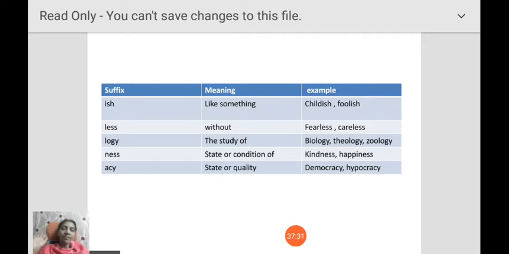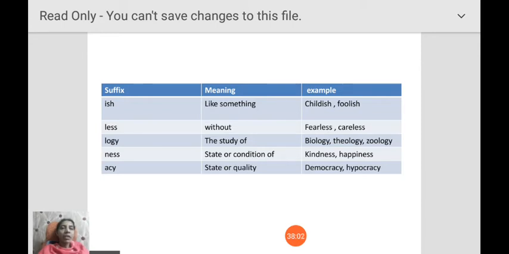In the same way, less. Less means without. So let's take the word fear. If you are without fear, we say fearless. If you are not careful, then you say careless. That means you are without care, careless, fearless, helpless. These are the words with less.